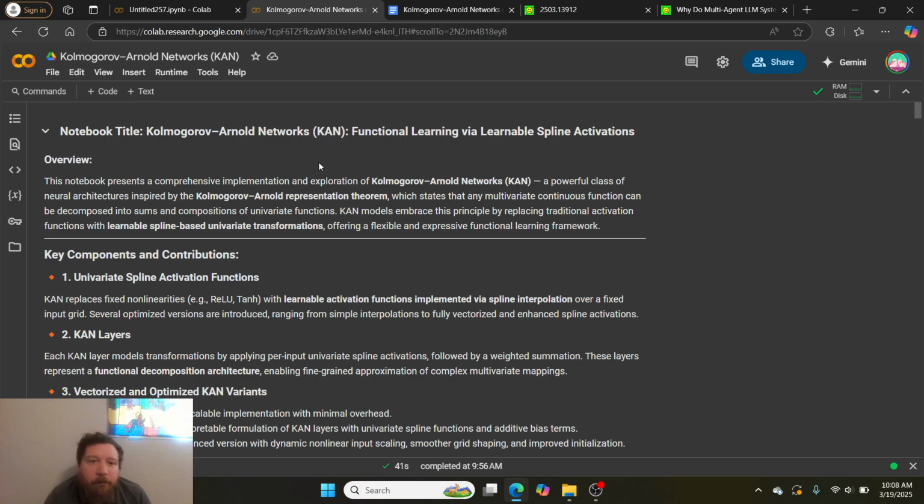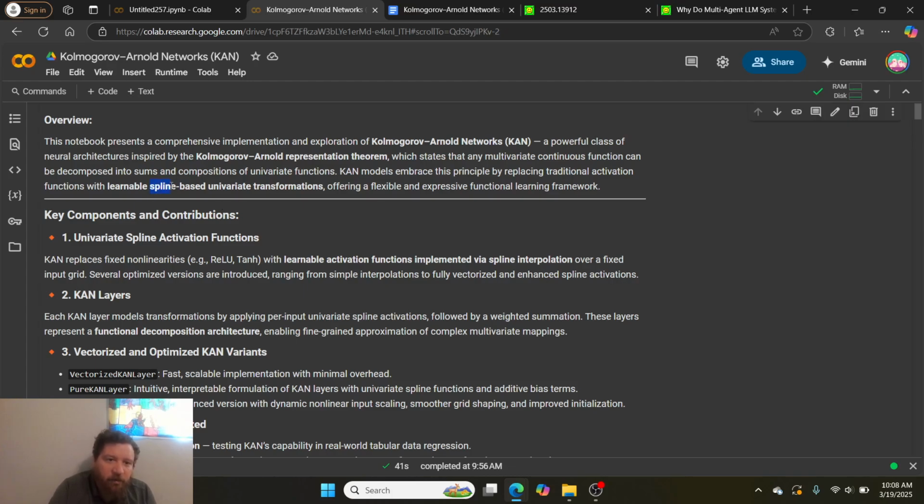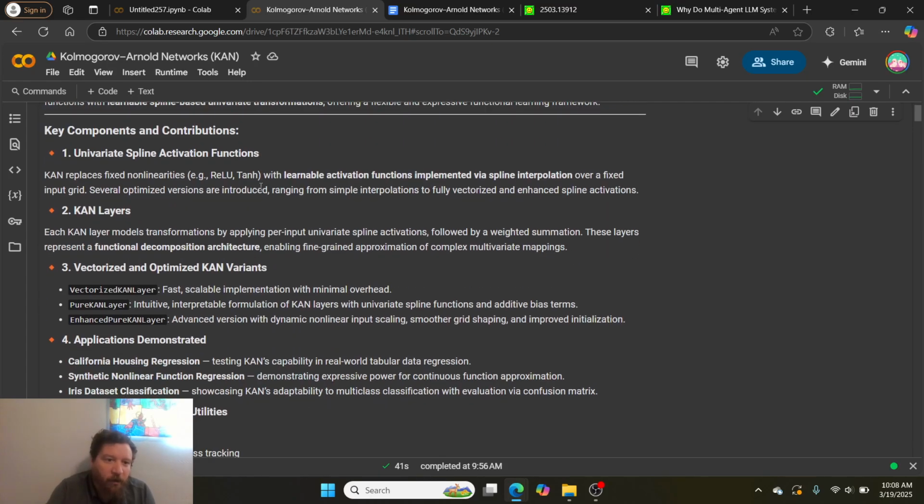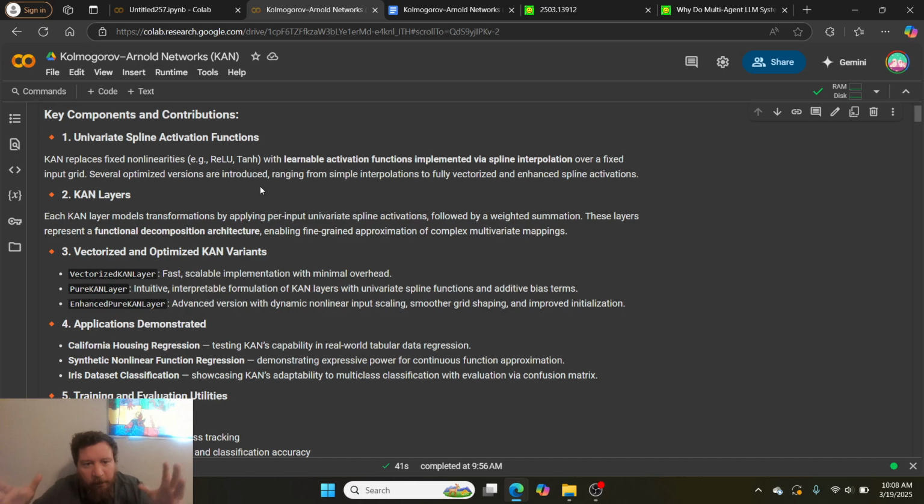Corporations are big on this, and the medical field is big on these types of architectures because it's 100% explainable, right? It offers you a different type of architecture via these learnable splines, which create univariate transformations, offering a flexible and expressive functional learning framework. So you get learning plus the ability to understand what exactly the nonlinear functions are doing. KANs replace the typical ReLU functions with learnable activation functions implemented via spline interpolation over a fixed input grid. And you can combine these architectures, which I'll show you down here.